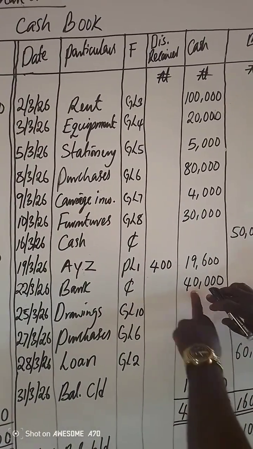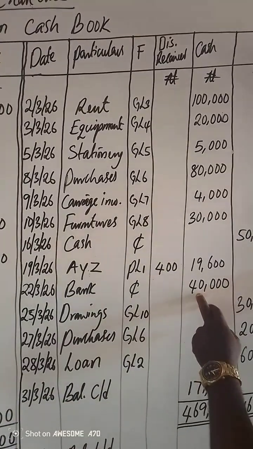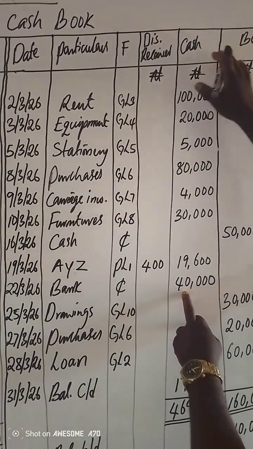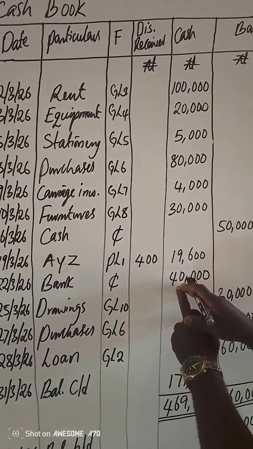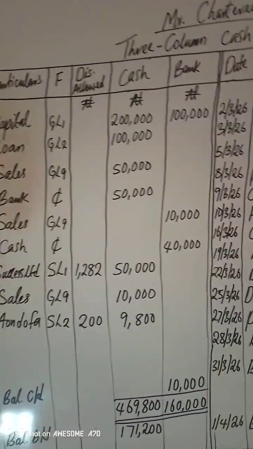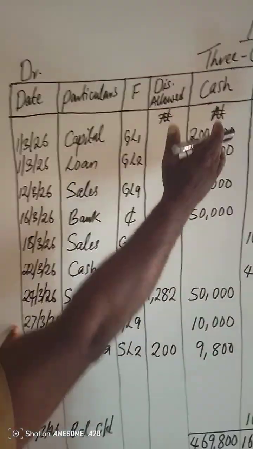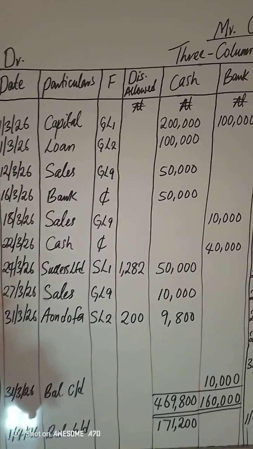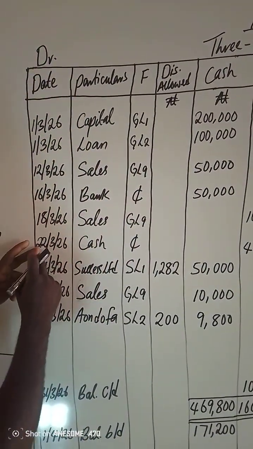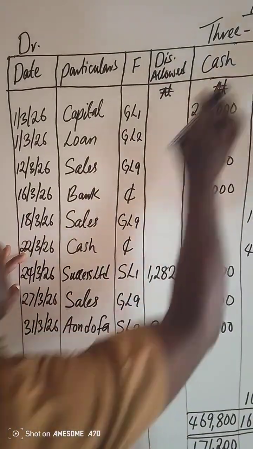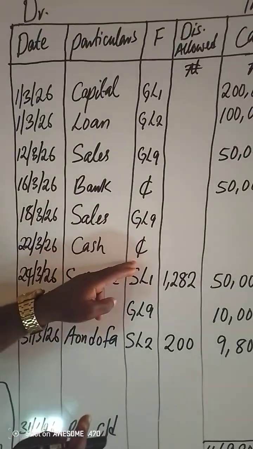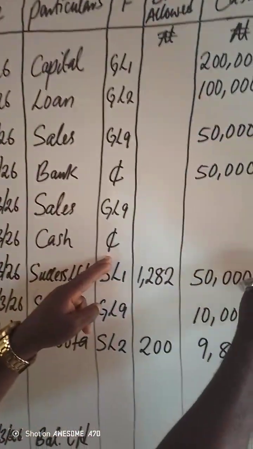Mind you, I told you that anytime you want to record a contra entry, keep the other column in suspense. The emphasis now is cash that is given to bank, and the amount is 40,000. They now come to the debit side, and they discover that bank is the receiver account. Then on the 22nd of March, bank is receiving from cash the money deposited, and this is a contra entry, and the amount is 40,000.